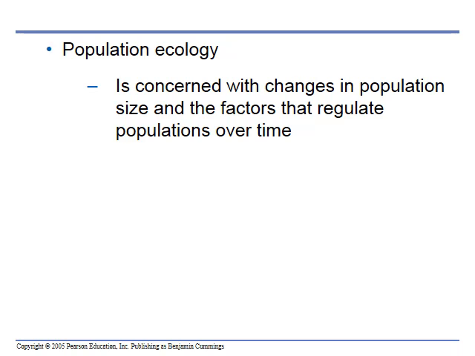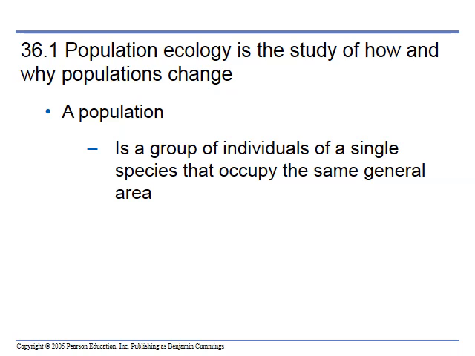When we look at population ecology, it is concerned with changes in population size and factors that regulate populations over time. So when you think about this, you need to be thinking about birth rate, death rate, how many resources are available to the population, and what kind of predation is going on that will limit the population size. There are different factors that will increase a population, like high birth rate and lots of food, and factors that will limit a population, like being preyed upon, limited resources, or a high death rate. Population ecology is the study of how and why populations change. And a population is a group of individuals of a single species that occupy the same general area.